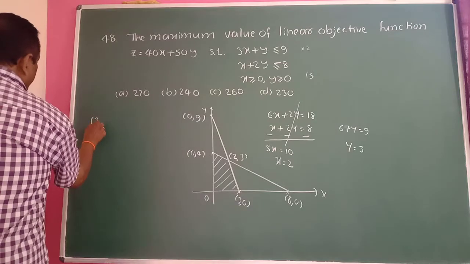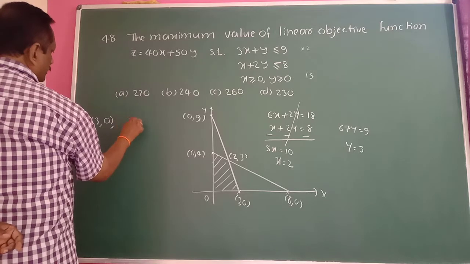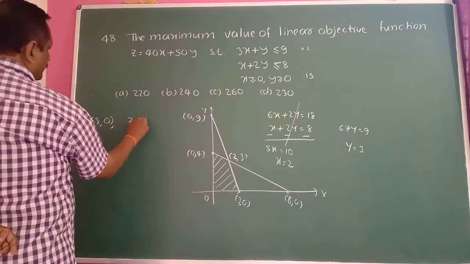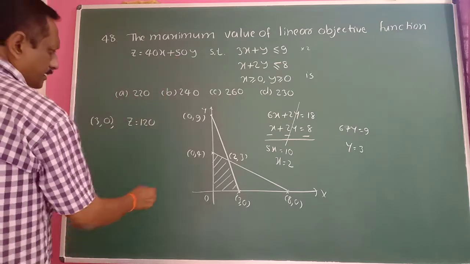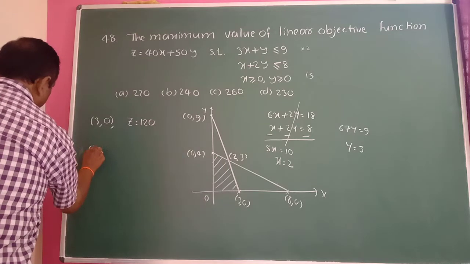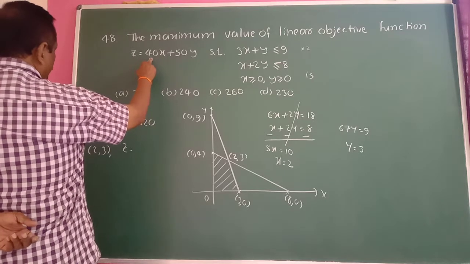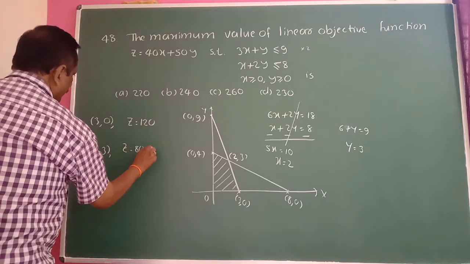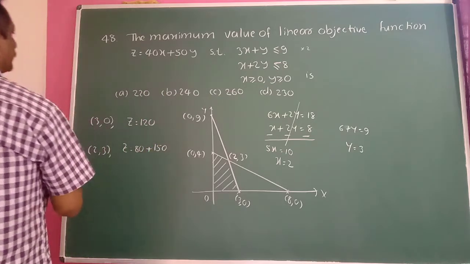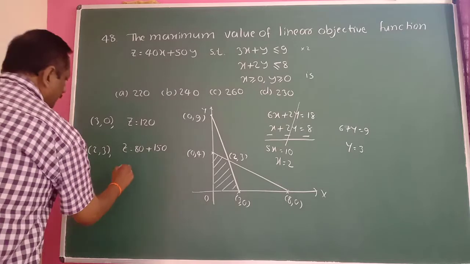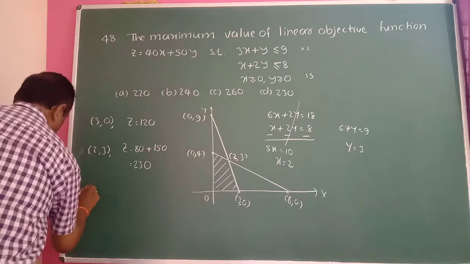So when it is (3, 0), substitute here. Therefore z equal to 40 into 3, 120, and y is 0. Then take the point (2, 3). So 40 into 2 gives 80 and 50 into 3 is 150. 150 plus 80, how much? 230. And the point (0, 4) here.